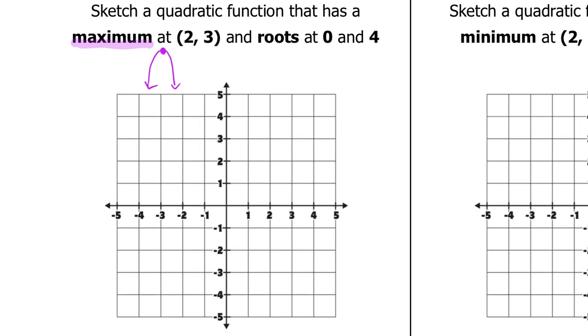So let's just plot the things that we know. We know the vertex is 2, 3. I'm going to put a dot right there. And then we know it has roots at 0 and 4. Remember, these always go on the x-axis. So I'm going to put one of them at 0 and one of them at 4. And then we're just going to kind of sketch a parabola that goes upside down through those points. Doesn't have to be perfect. Again, we're going to learn how to graph these more accurately. But for right now, this is okay. We've got our maximum at 2, 3, and then we've got our roots at 0 and 4.